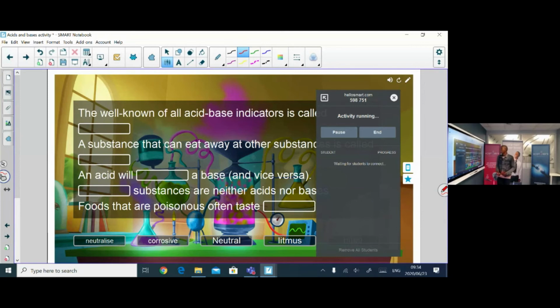So let's answer the questions. You log into Hello Smart, use the class ID 598751, log in your name, and we interact.